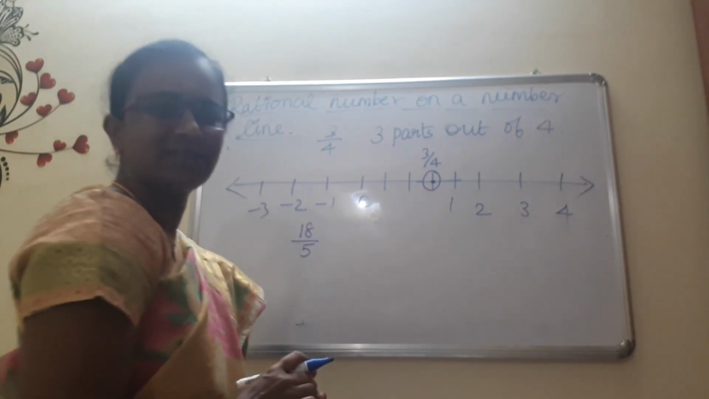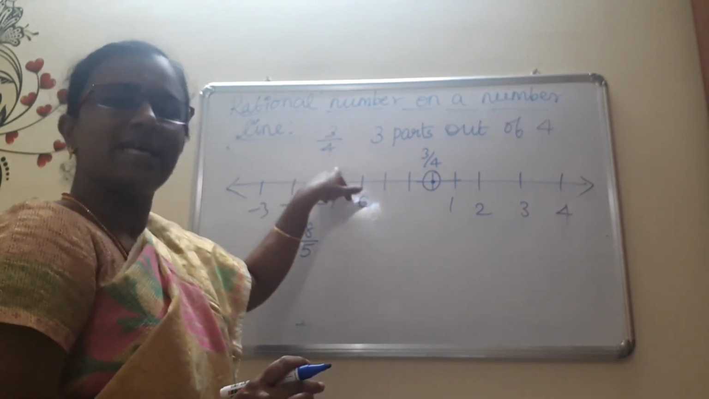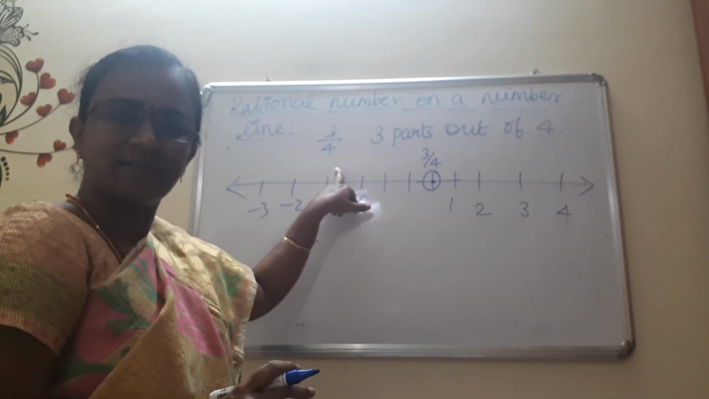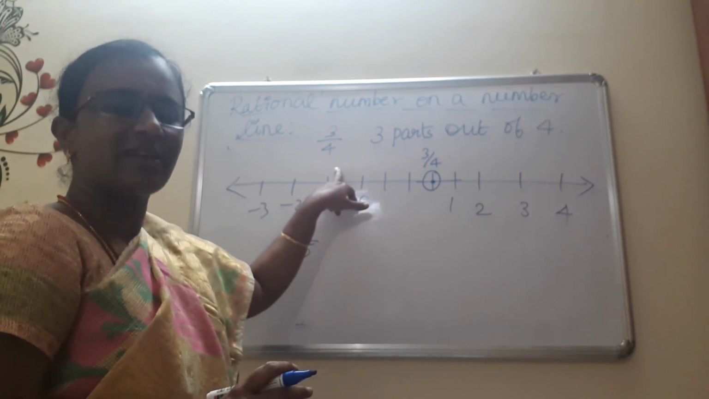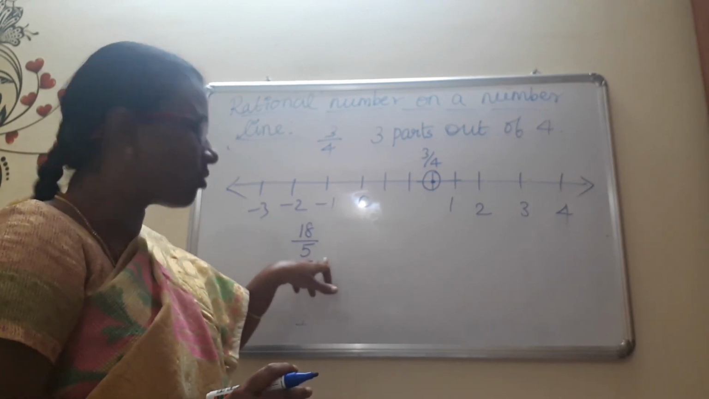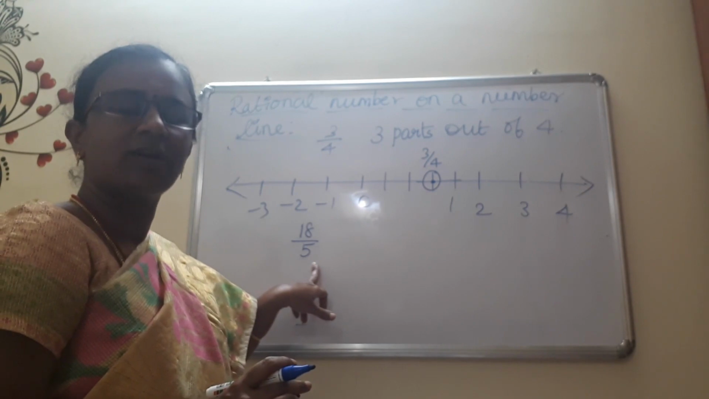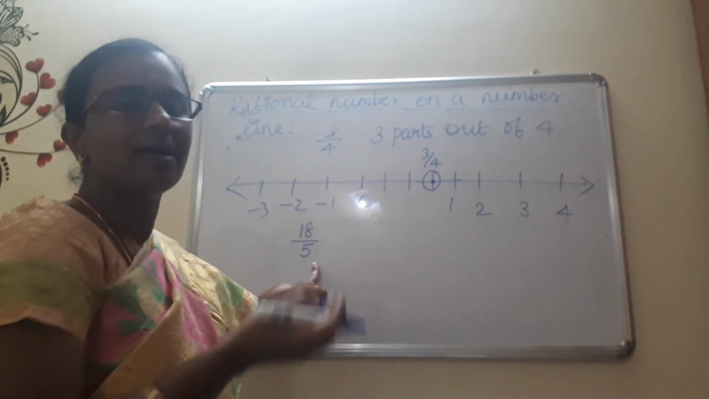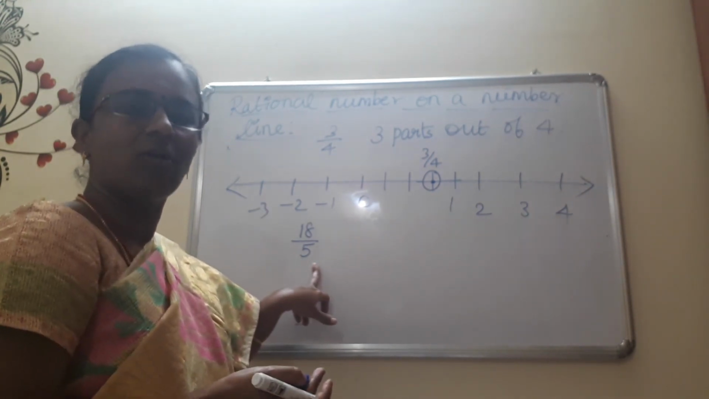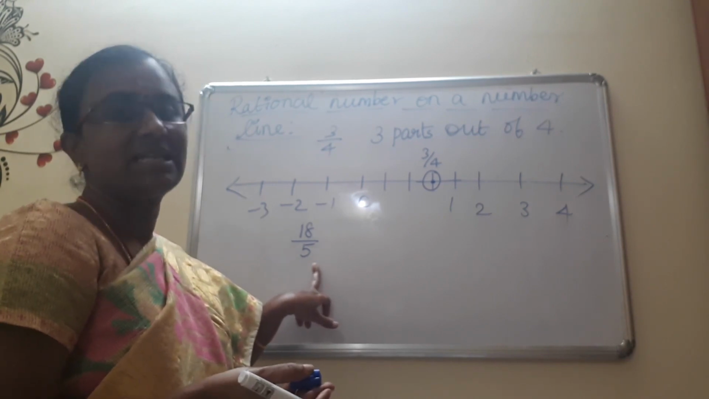18 by 5. What is the difference between the above sum and this sum? This is the proper fraction, isn't it? So proper fraction means we can easily find out where it lies. But one problem is in this improper fraction, because we cannot directly represent that 18 by 5 on a number line. So first we have to convert it into a mixed fraction.